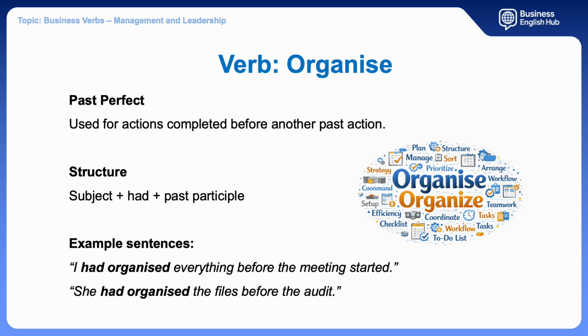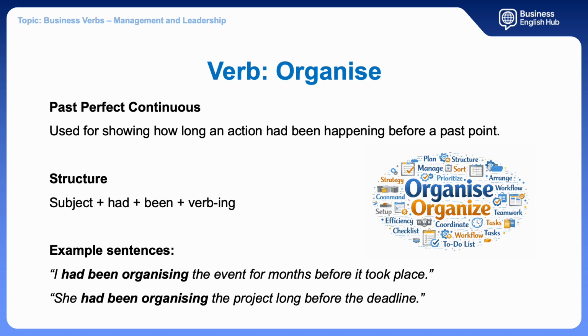Next, we look at the past perfect, and it's used for actions completed before another past action. Its structure is subject plus had plus past participle. Example sentences include: I had organised everything before the meeting started. She had organised the files before the audit.